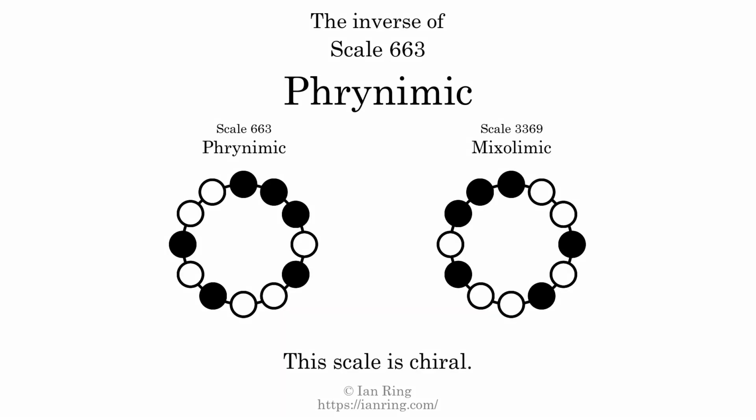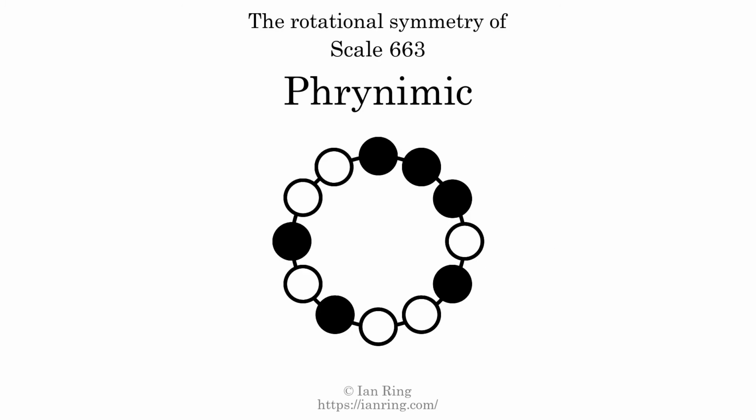The inverse of a scale is a mirror image. It is what you get when the sequence of intervals is reversed. The inverse of this scale is scale 3369, also known as mixolymic. This scale is chiral. It cannot transform into its inverse by rotational transformation. This scale has no rotational symmetry.